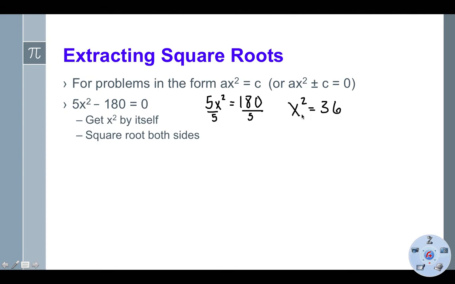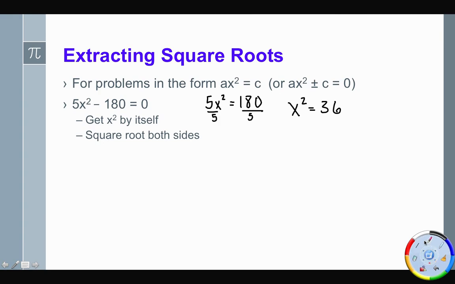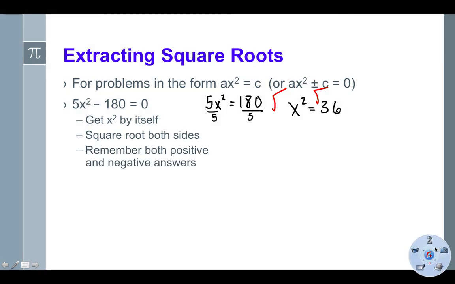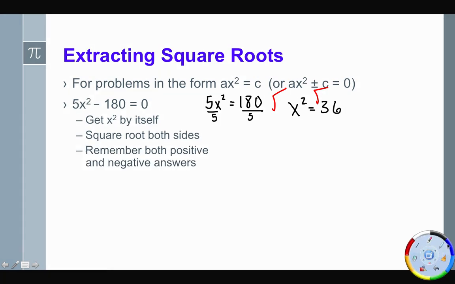Once we get x squared by itself, we square root both sides of the equal sign. So we square root and square root. And when we square root, we get both positive and negative answers. When we square root x squared, we get x. And when we square root 36, we get 6. But we also get -6, because if you squared 6, you get 36. And if you square -6, you also get positive 36. And that is it.